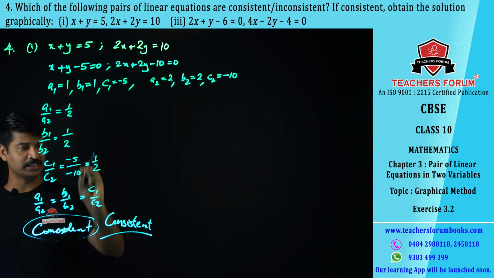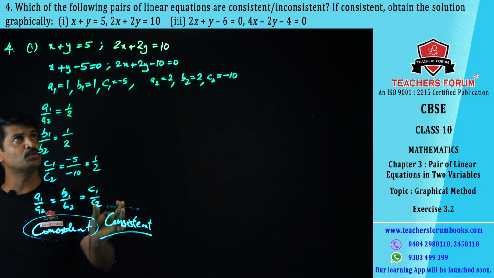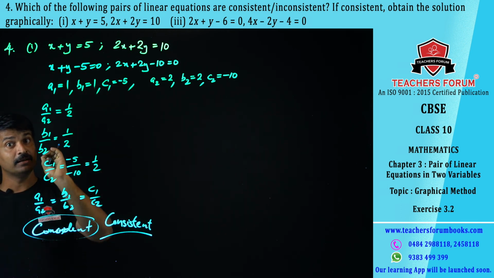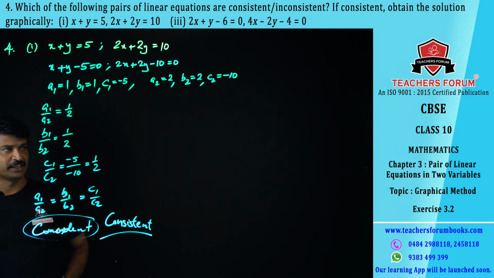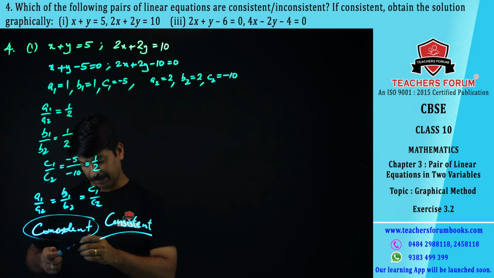So if these equations are consistent, they will have a solution. That solution we have to find by graphical method. So how many solutions can this pair of linear equations have? It can have infinitely many solutions. Why? Because the lines are coincident. Now let us find graphically the solution of this given pair of equations.